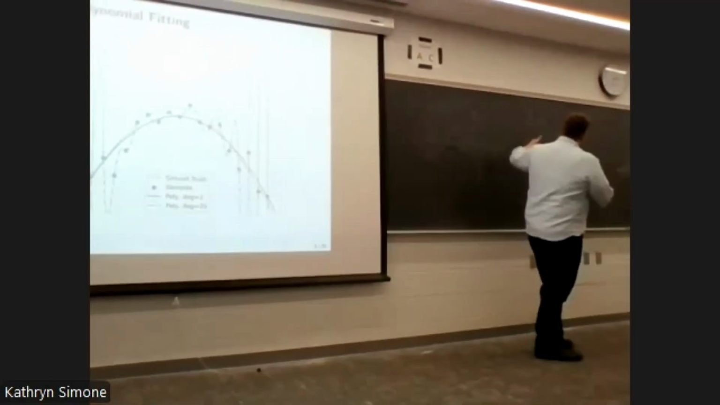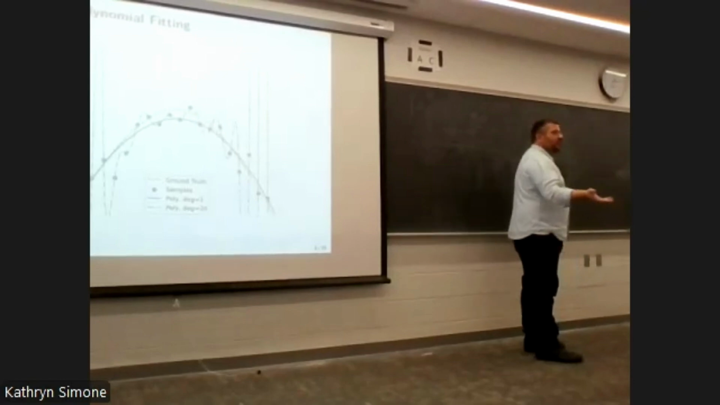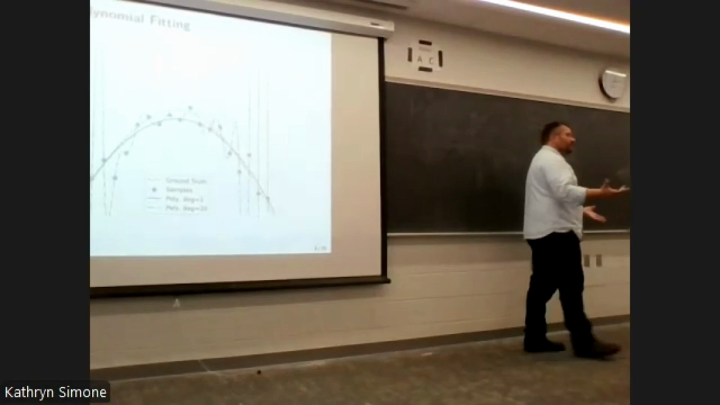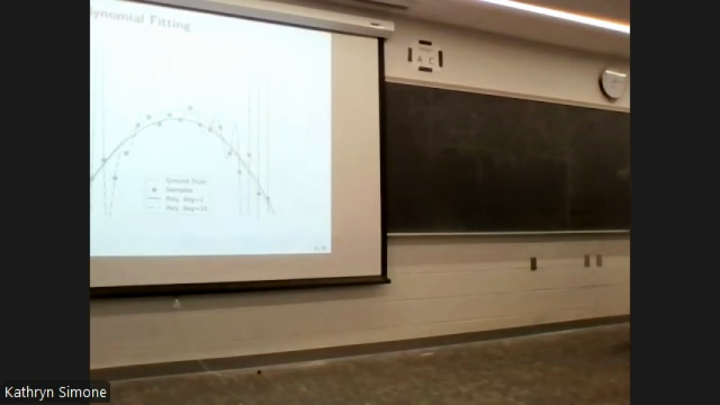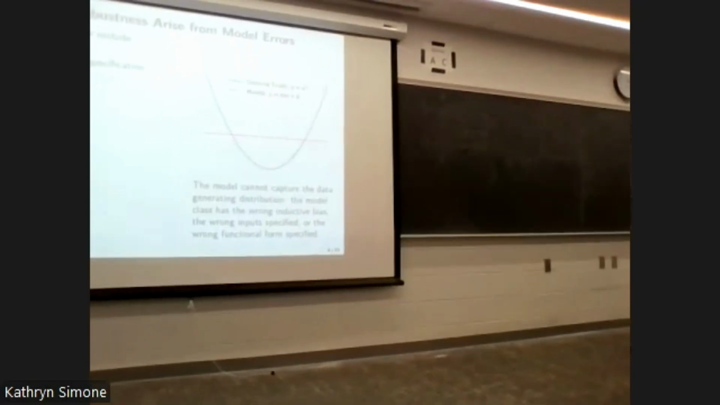Now, obviously, this is a much more compact, smaller function than something like a convolutional neural network for images or a text generation model, a language model. But the fundamental concept carries over between these things. So this lack of robustness arises.